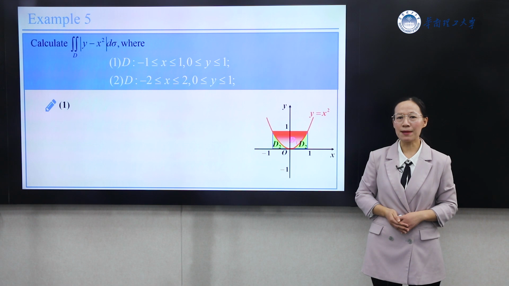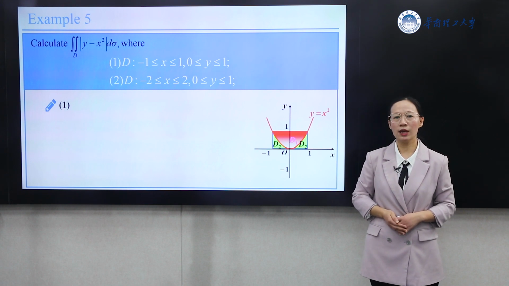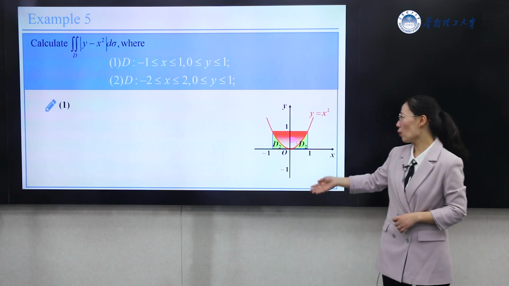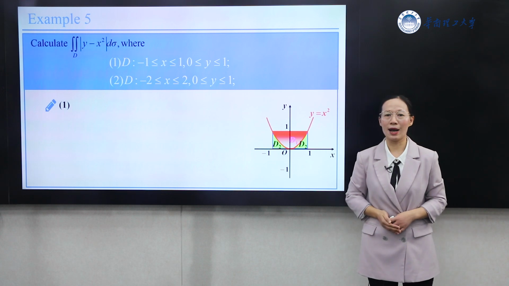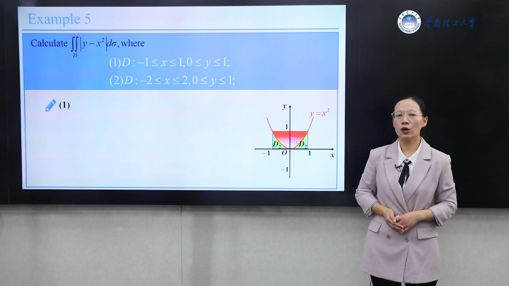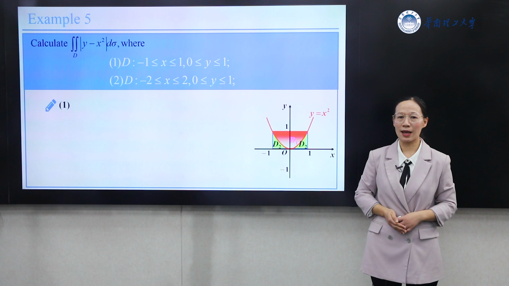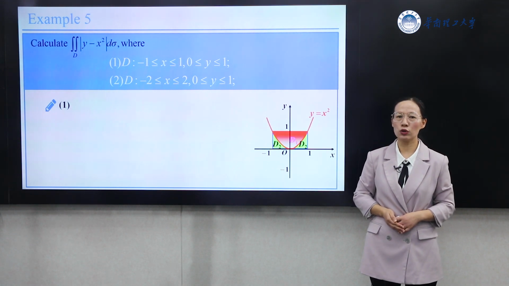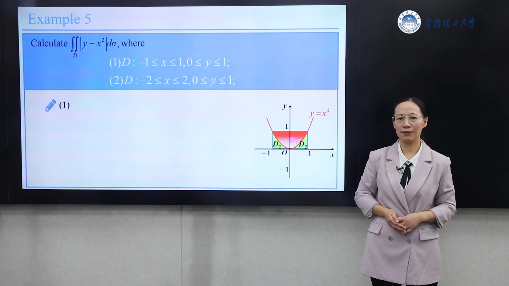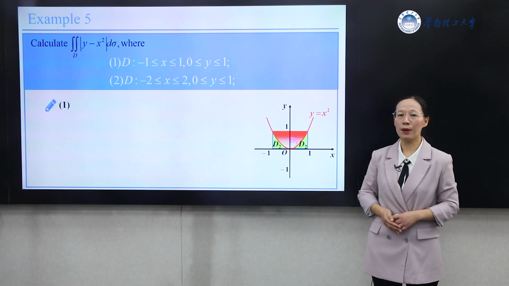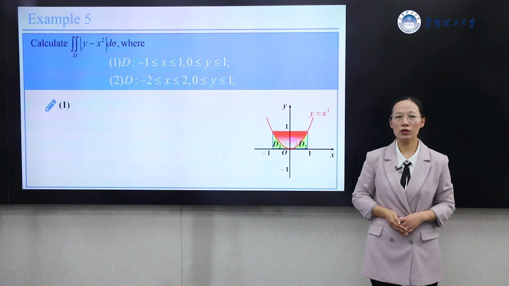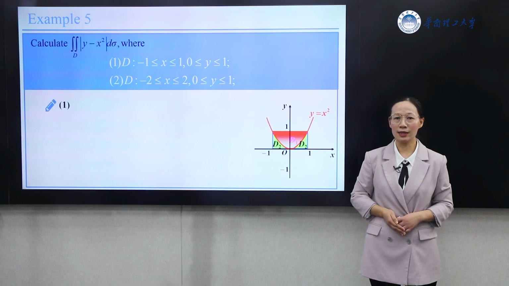Notice that the integrand, the absolute value function, has positive and negative values on D. So we need to divide D into two parts. In the red part, denoted as D1, y is larger than or equal to the square of x. In the green part, denoted as D2, y is less than the square of x.